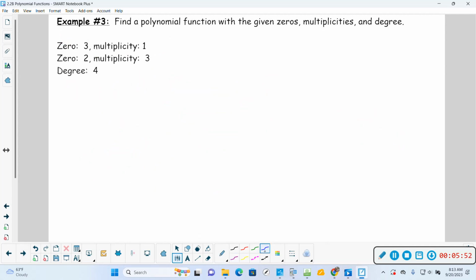So of course you're 0 with 3. Now multiplicity just means we only have one of those, so I only need one x minus 3. Okay, the 2, it says we have a multiplicity of 3, so we have to write that down 3 times.